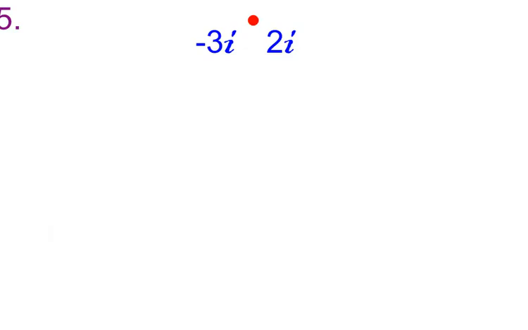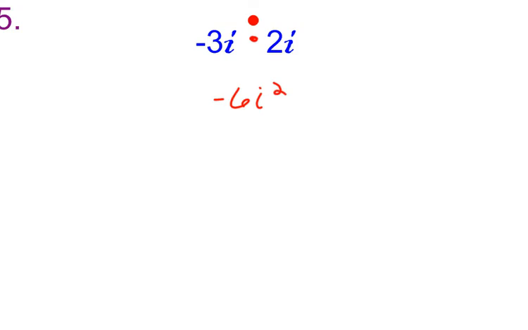i squared is -1. So for some reason my dot disappeared here. I don't know why. My dot raised up. This is supposed to be just timesing. So I have -3i times 2i. When we multiply i's, we do it just like we would with a variable. So -3 times 2 is -6, and then i times i would be i squared.